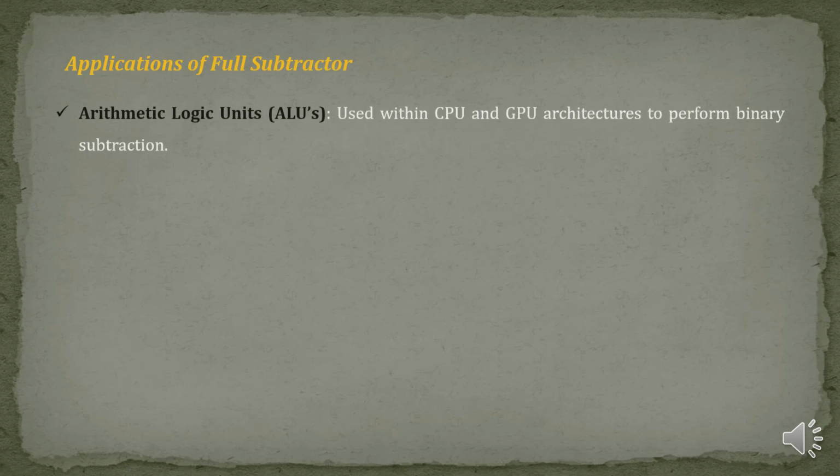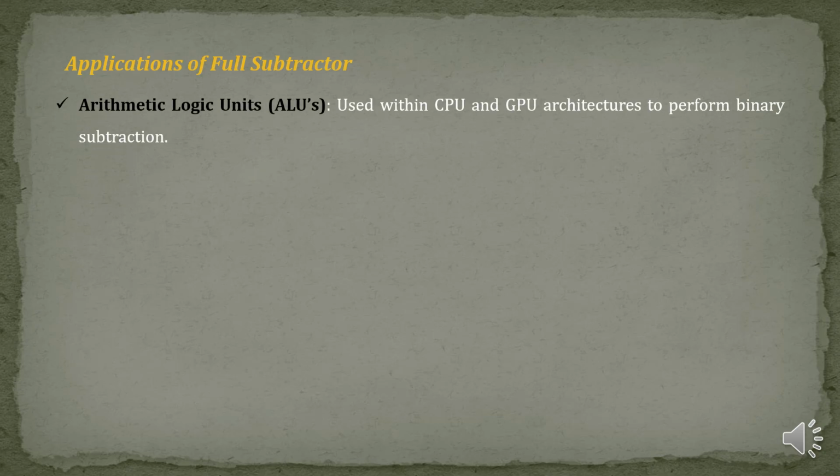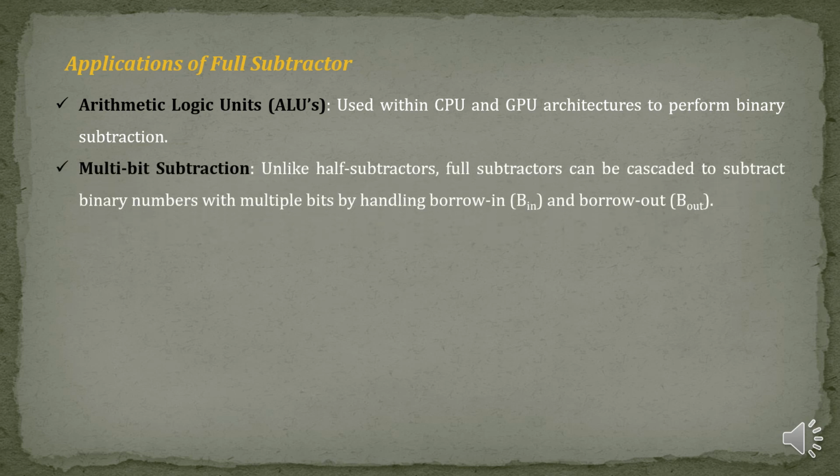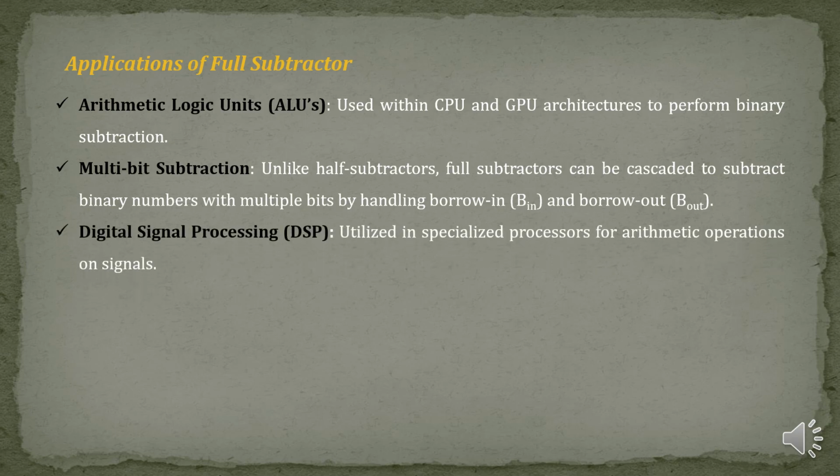Applications of full subtractor. It is used in arithmetic logic units within CPU and GPU architectures to perform binary subtraction. Multi-bit subtraction. Unlike a half subtractor, a full subtractor can be cascaded to subtract binary numbers with multiple bits by handling borrow in and borrow out. It is also used in digital signal processing. DSP utilizes it in specialized processors for arithmetic operations on signals.